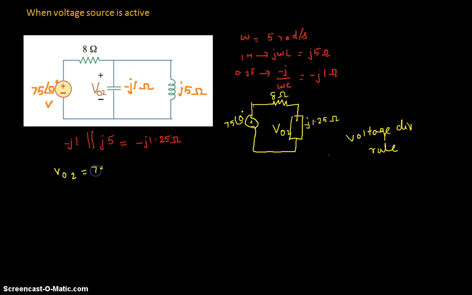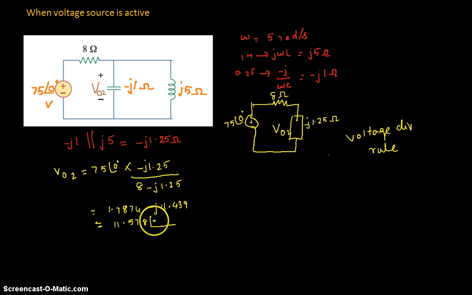What is the voltage division rule? V02 will be equal to the total voltage into the same impedance over the sum of all the impedances in that loop. So the voltage is 1.7874 minus j11.439. We should write this in polar form, 11.578 angle minus 81.11 volt. So this is our V02.